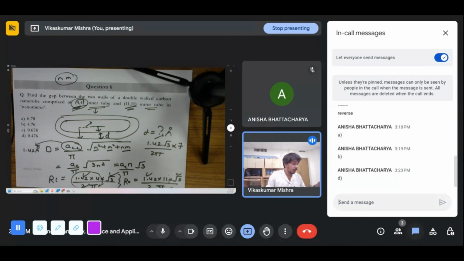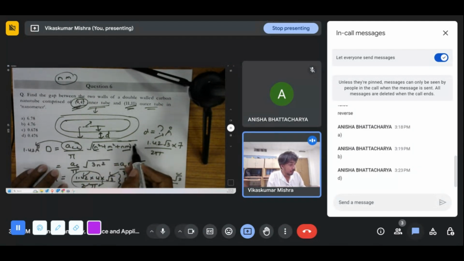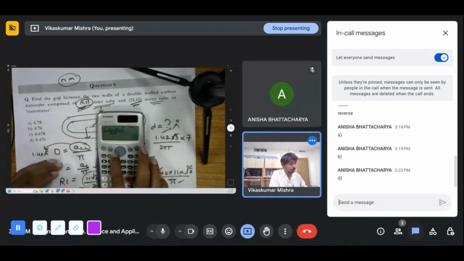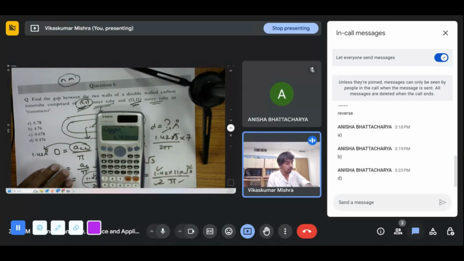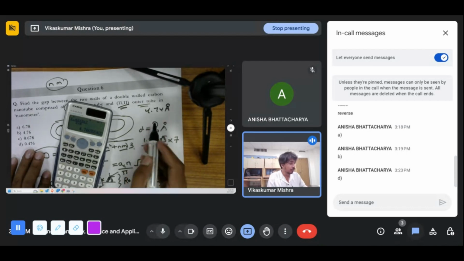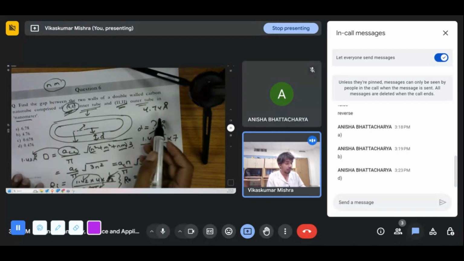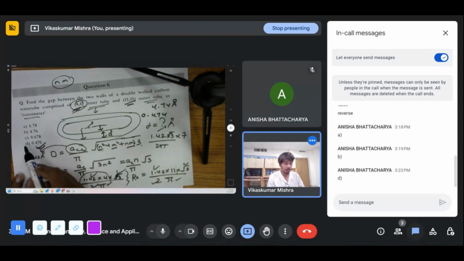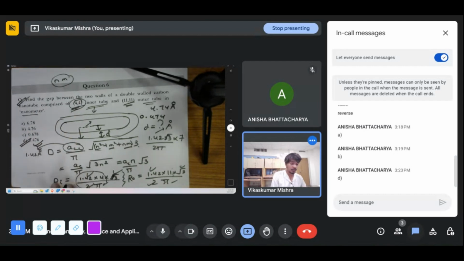Oh, I made one mistake. This entire thing was multiplied by 3, so the root 3 was also there, and this root 3 will be converted to 3 itself. That was a mistake. Instead of root 3, I should write 3. With that we get 4.74 angstrom. In nanometer, we just shift the decimal and it will be 0.474. So option D is the right answer. Yeah, Anissa has also got it right.